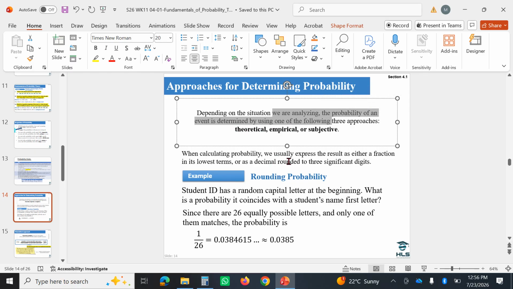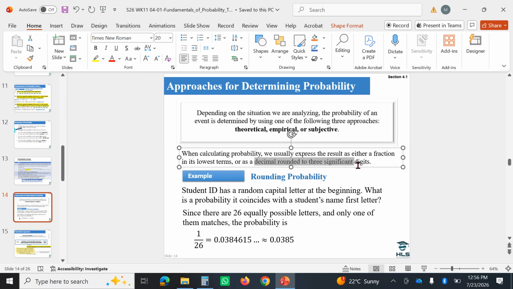When calculating probability, we usually express the result either as a fraction in its lowest terms or as a decimal rounded to 3 sig figs. Like I was saying on the test and previously, you want to stay away from rounding until the end. I would never fault you for keeping more decimal places than you should. If a question asks for 3 decimal places, give me 3, but in your calculations, keep 4 or 5.